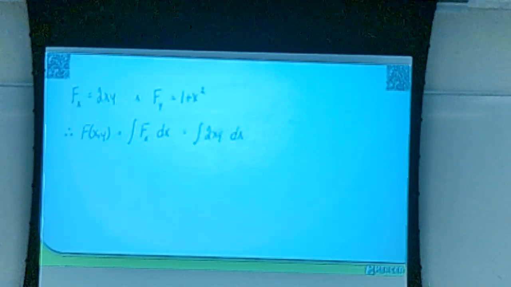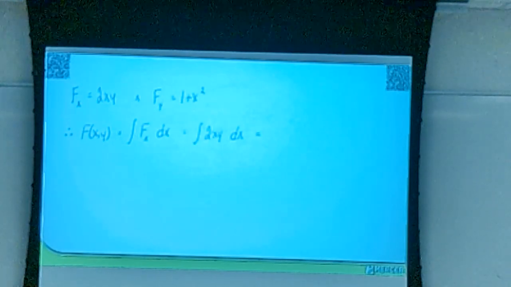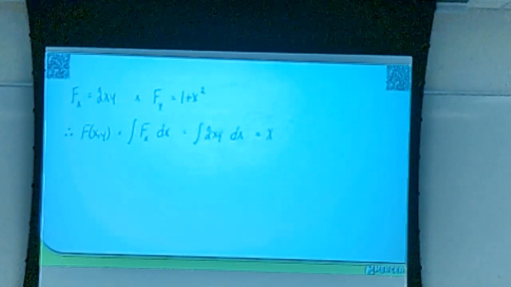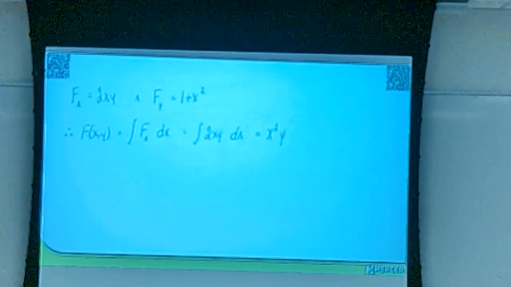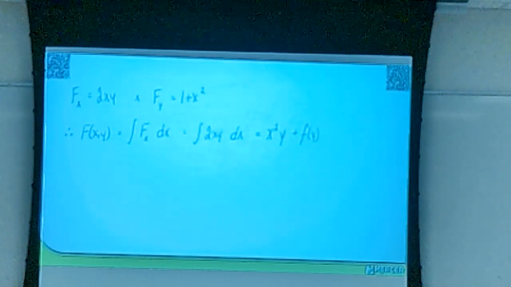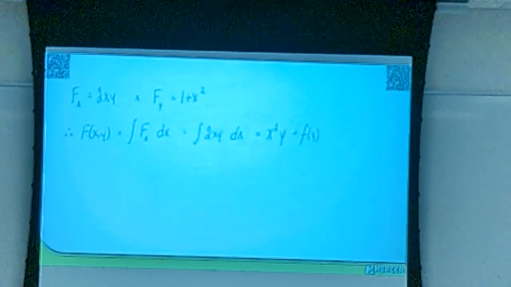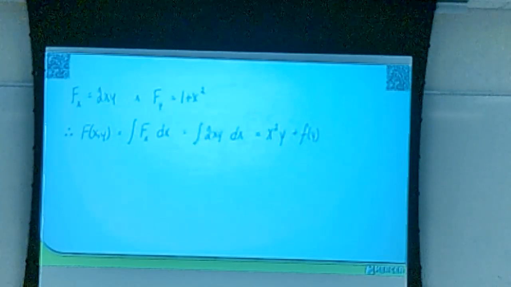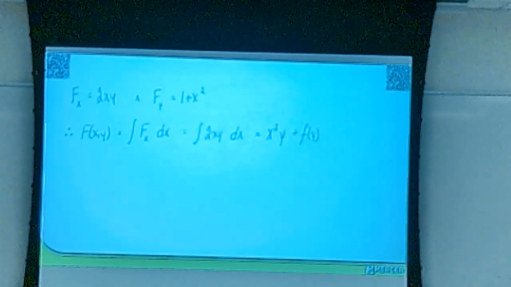And what is that antiderivative? X squared y plus g prime of x. Not g prime. Plus just some function of y. I'll use f as y. Or the source that I got my notes from uses g. Doesn't matter, it's just a function.